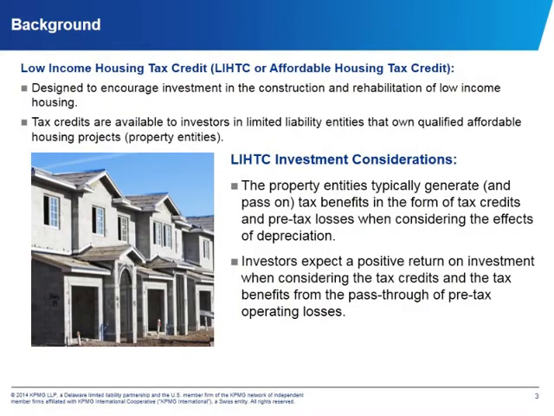The Affordable Housing Tax Credits, also known as Low-Income Housing Tax Credits or LIHTCs, were first enacted in 1986 and made permanent in 1993 and are designed to encourage investment in the construction of low-income housing. The credits are available to investors in limited partnerships that own these projects. The investors in these projects typically expect a return solely based on the tax credits and other tax benefits generated by the investment.